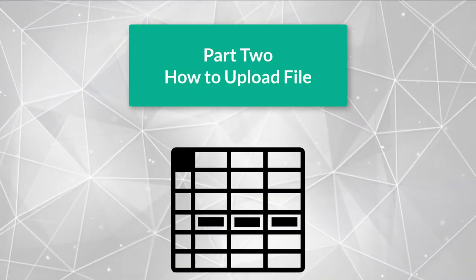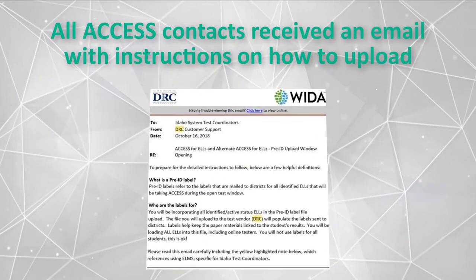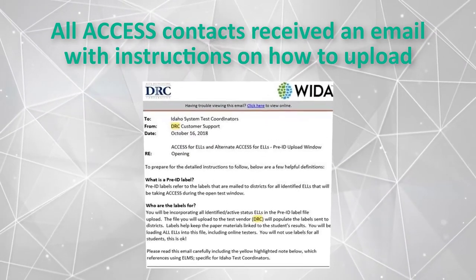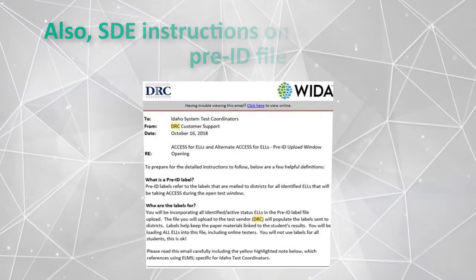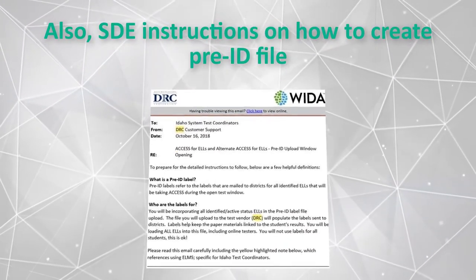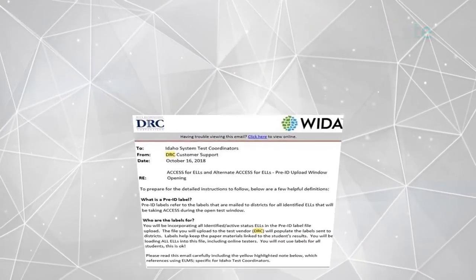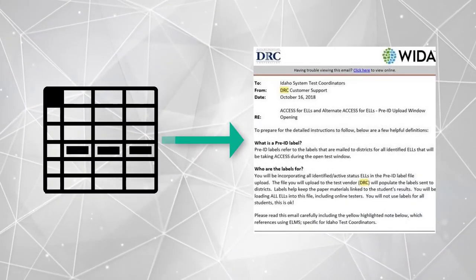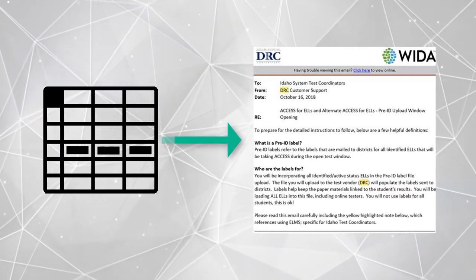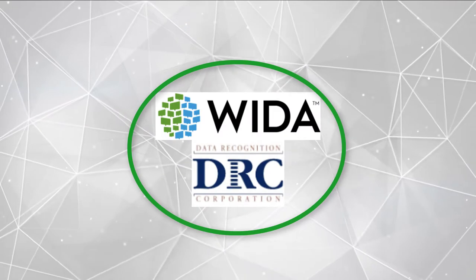To complete the circle and directions and steps regarding your PreID file upload to DRC, we wanted to highlight that all Access 2.0 contacts received an email from DRC with explicit instructions on how to upload the PreID file. This also embedded in it were our instructions on how to export the Access file that we're referring to for PreID purposes from ELMS. So once you have your file ready and exported from ELMS, you'll need to follow the rest of the directions that were emailed to you sent by DRC to complete the PreID file upload. You don't upload it back to ELMS in any format. It does need to be received by our test vendor DRC.